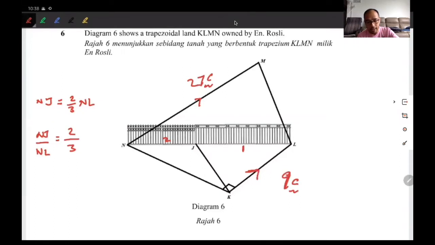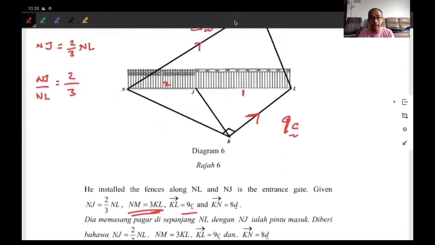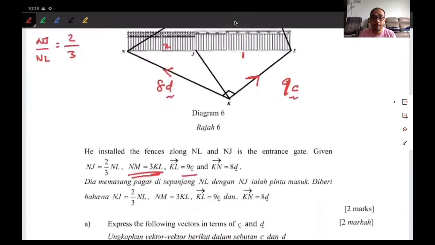Okay, KL is 9C, so NM is 3 times 9, which is 27C. And KN is 8D. So it is always good practice to put in all the information that you can from the question. At least you have something to work on.